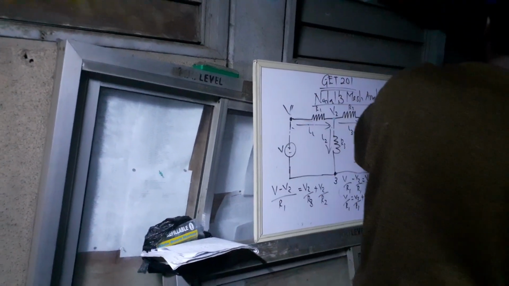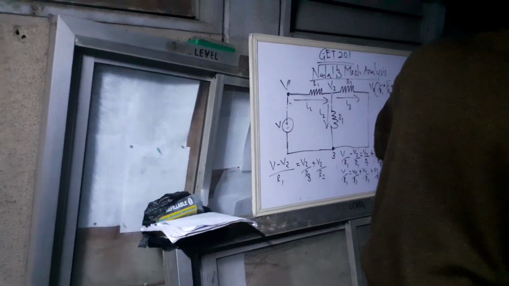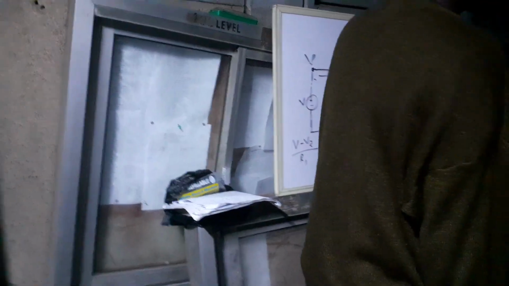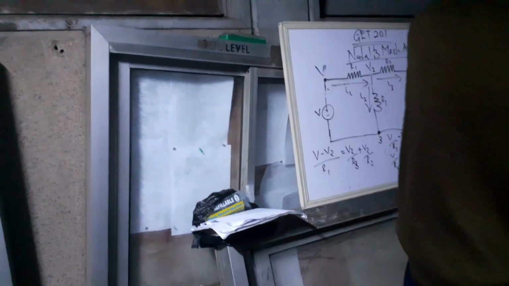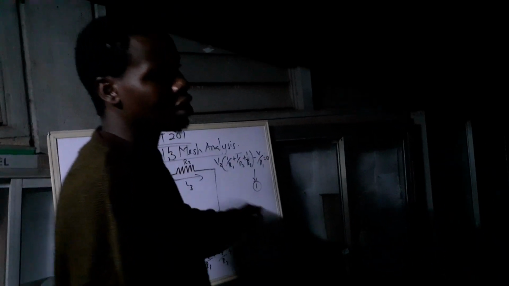If your V over R1 is negative in equation 1, it will definitely be positive in equation 2. If you have negative and negative, your equation is not correct. Do you understand what I'm saying? In equation 1 we have minus V over R1. To make sure that your equation is correct, your V over R1 must be positive in the next equation. Your V over R1 cannot be negative in the two equations. If it's negative, then it's not correct.